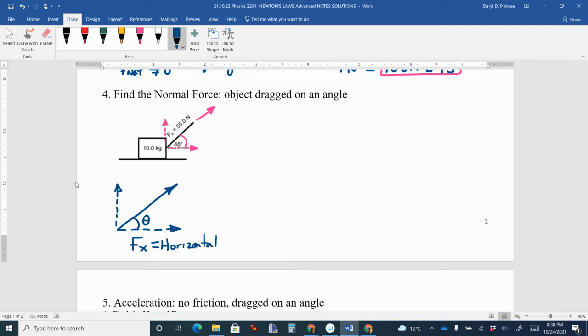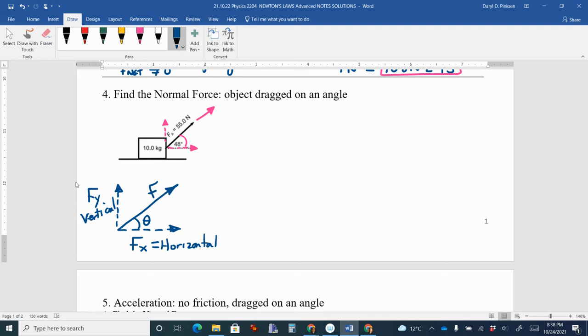Here's our angle. I'm just going to call that theta. You remember theta from your Math 1201. And this is going to be fy. This is the component of the force in the vertical direction. And so here's the overall force right there. And in this case, it's 55, but it could be anything. And here's how this works.